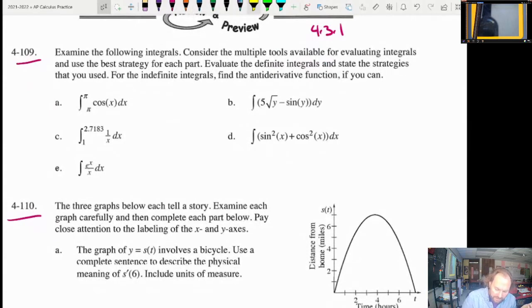For the definite integrals, like this one and this one, we're going to actually evaluate them. And for the indefinite integrals, like this one and this one, we're just going to put a plus c at the end and be done. So, regardless, we're going to need to think antiderivatives when evaluating an integral.